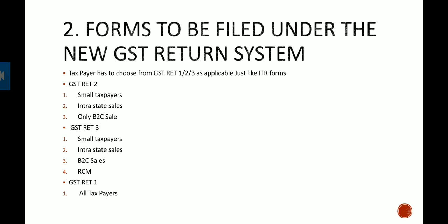Here we have to note that once the form is chosen by the taxpayer, he cannot downgrade to a lower form. That is, for example, if a taxpayer has chosen GST RET 3, then he cannot choose GST RET 2, but he can choose GST RET 1.